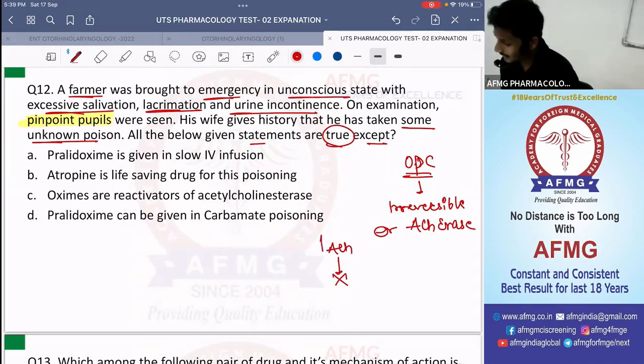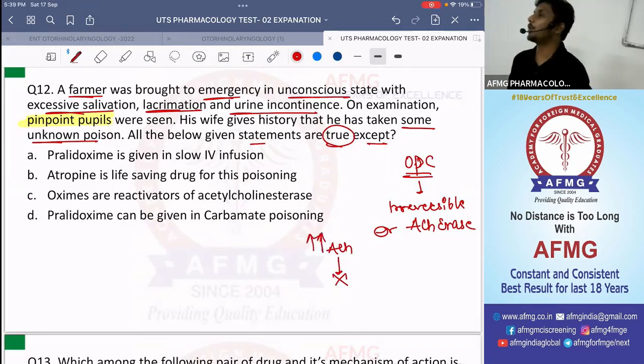As it is not being degraded, the levels of acetylcholine will keep on increasing. So there will be a huge excess of acetylcholine. And when there is an excess of acetylcholine in the patient, that leads to cholinergic poisoning. And cholinergic symptoms will appear in the patient. That is increased secretion. Everywhere the secretions will be increased. Lacrimation, urination, okay, salivation, sweating, everything is usually increased.